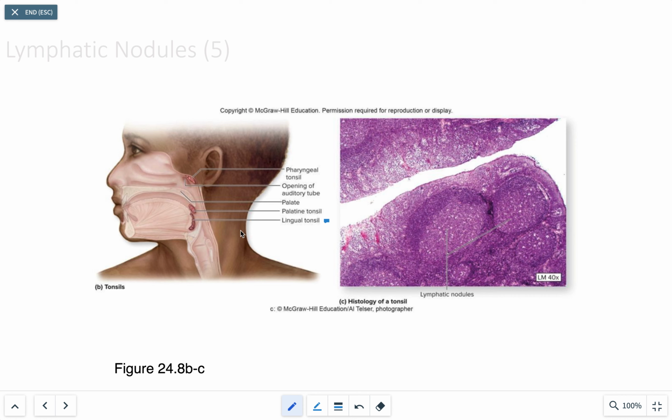Again, their job is to trap foreign particles to allow their identification for lymphocytes to come in and destroy them, depending on what type of antigen is present.